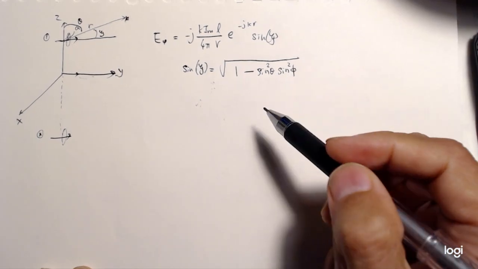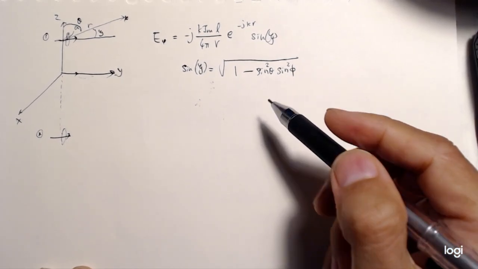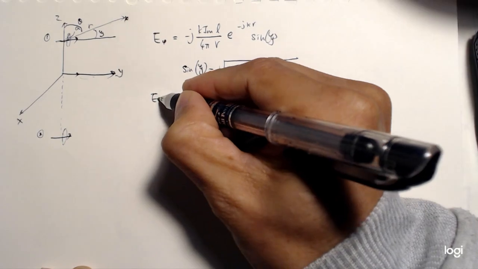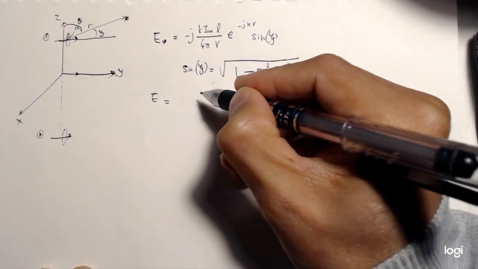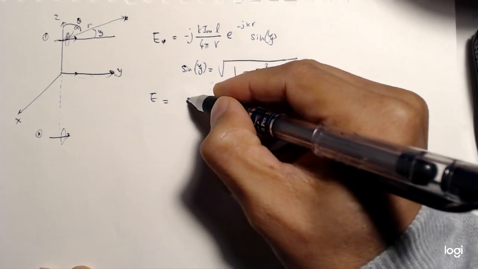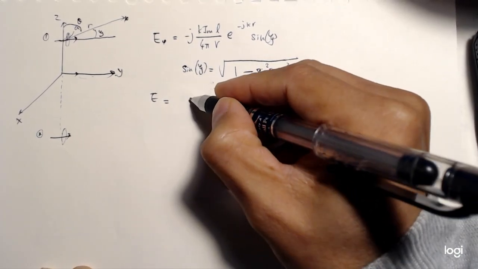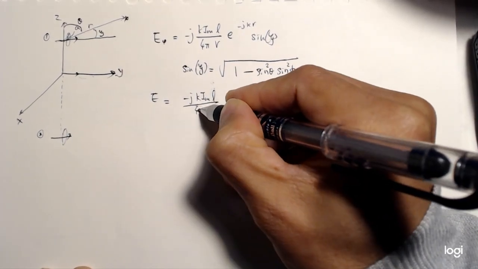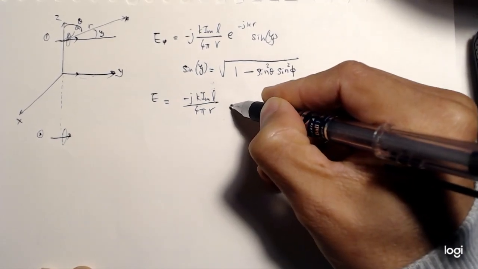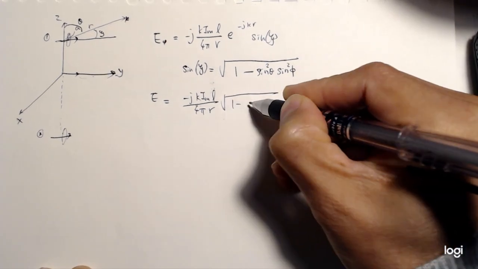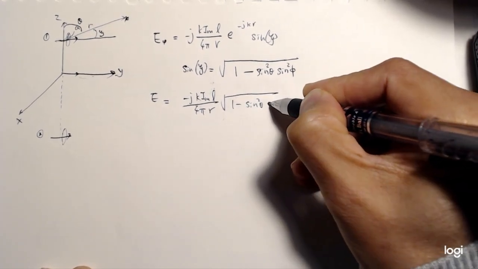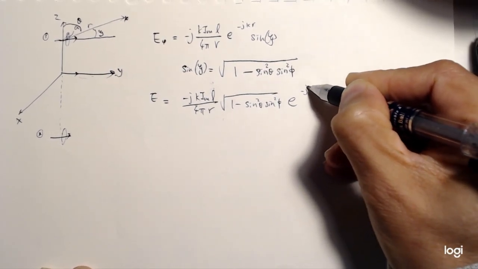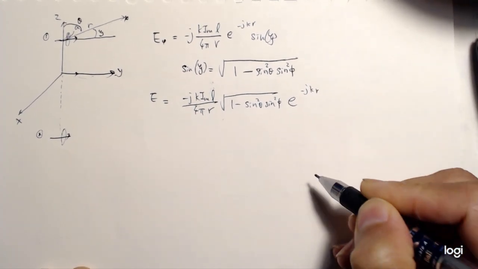So this is the electric field. The electric field for a horizontal dipole parallel with the y-axis is going to be jk I_m L over 4 pi r, and then 1 minus sine theta sine, and so on. I hope this is clear enough.